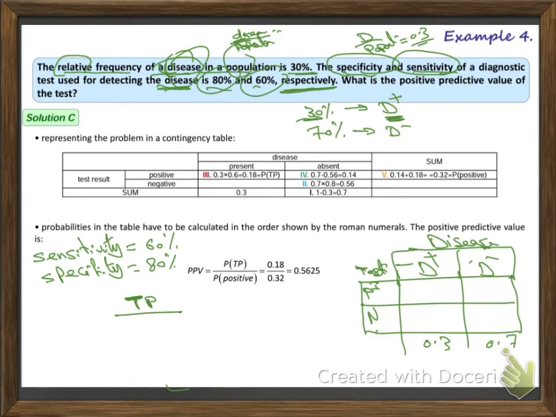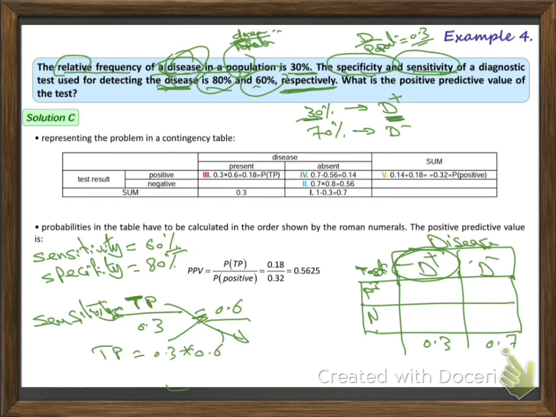So it will be true positive divided by the total of the disease. What is the total of having the disease? It is 0.3, okay? So divided by 0.3 equals sensitivity, which was 60%, 0.6. This is the sensitivity again. So by cross multiplication, TP will be equal to 0.3 times 0.6 equals 0.18.